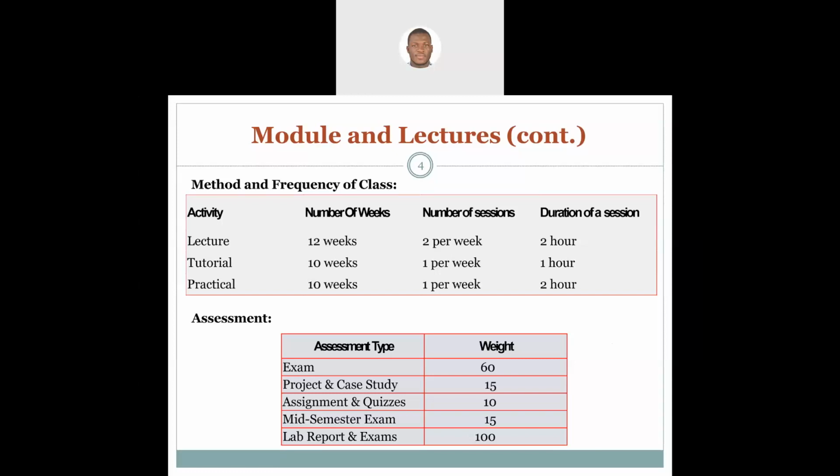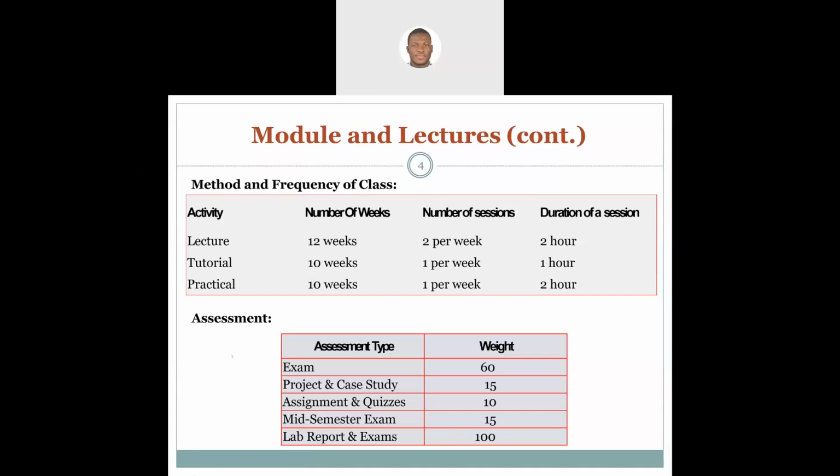At the end of the day, the project and the case study is going to be graded as 15 marks. And then your assignments and quizzes, the tutorials I'm going to be giving to you, is also going to be 10 marks. And then your mid-semester exams, which I would allow you to write at the end of the entire course when I have finished teaching, would also be 15 marks. And then your lab report and exams, that one is also 100 marks. That is standing on its own. So you'd realize that the telecom course is basically a practical and then a theoretical course.